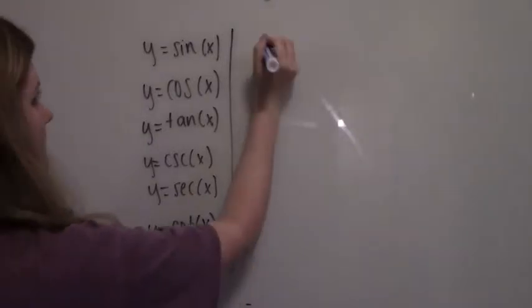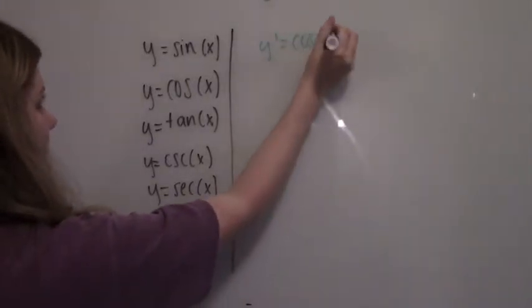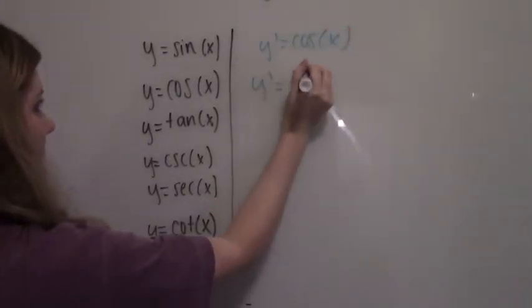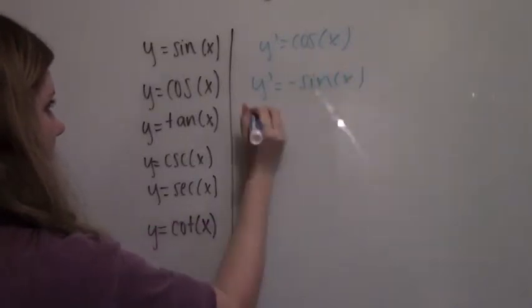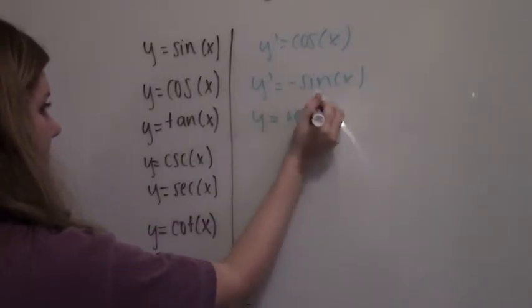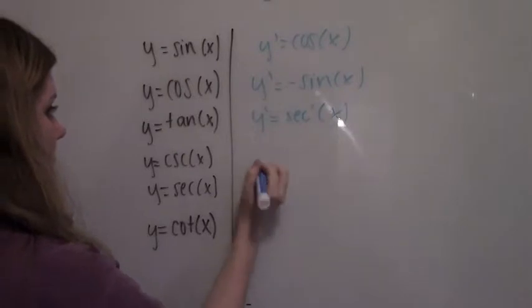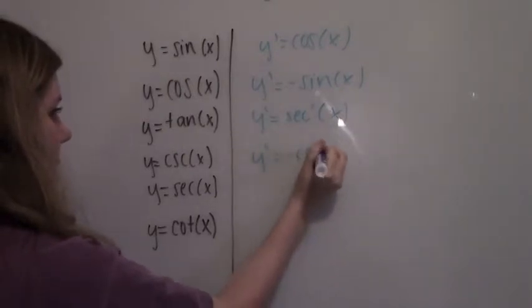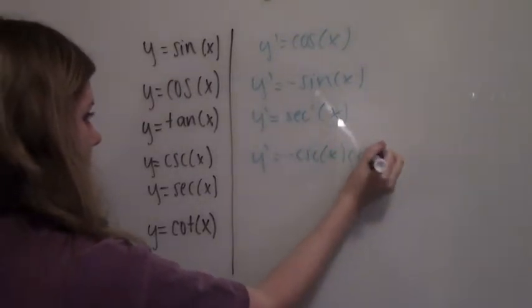So here are some derivative rules. The derivative of sine of x is cosine of x. For cosine of x, it's negative sine of x. For tangent of x, it's secant squared of x. For cosecant x, it's negative cosecant x cotangent x.